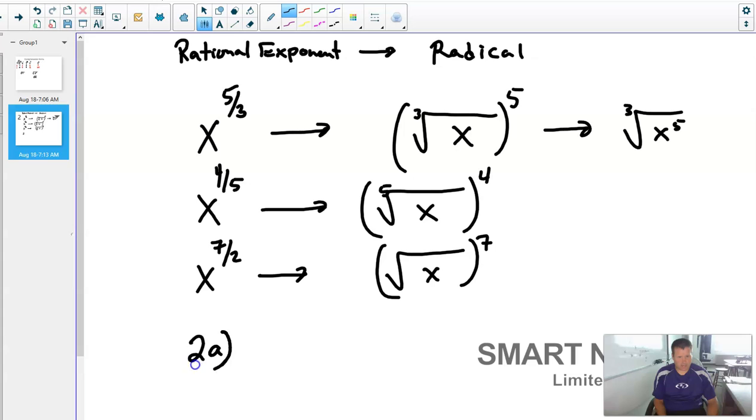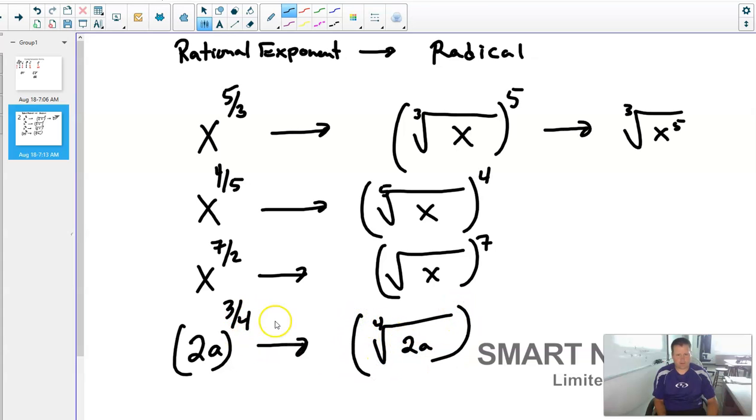Let's say we had 2a to the 3/4. This one I would put my root here. It's the 4th root, and then I've got 2a here because my denominator is my 4th, and then the power is the 3 that goes right up there. So that's going from rational to radical.